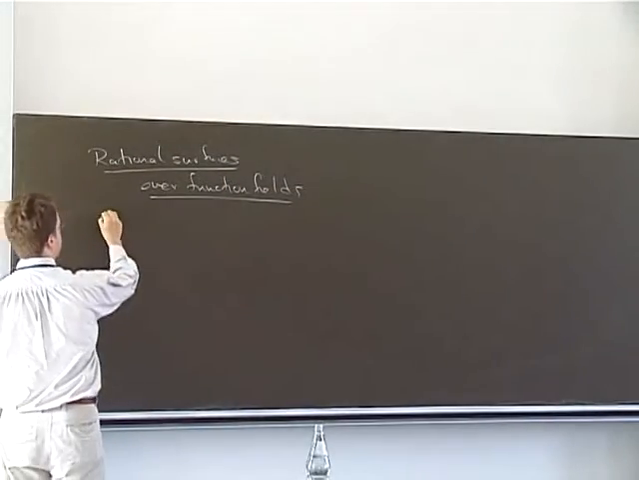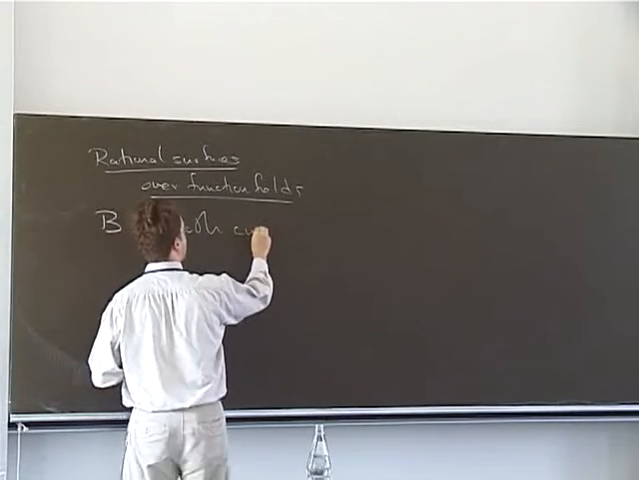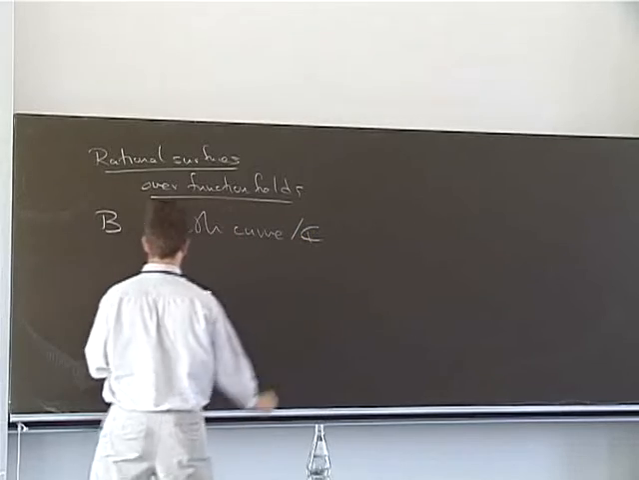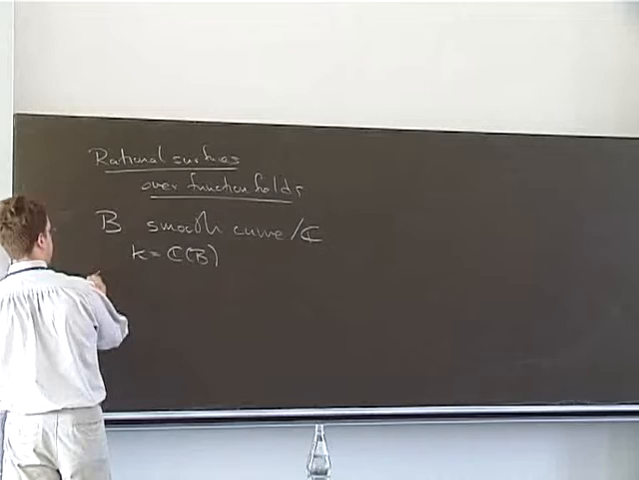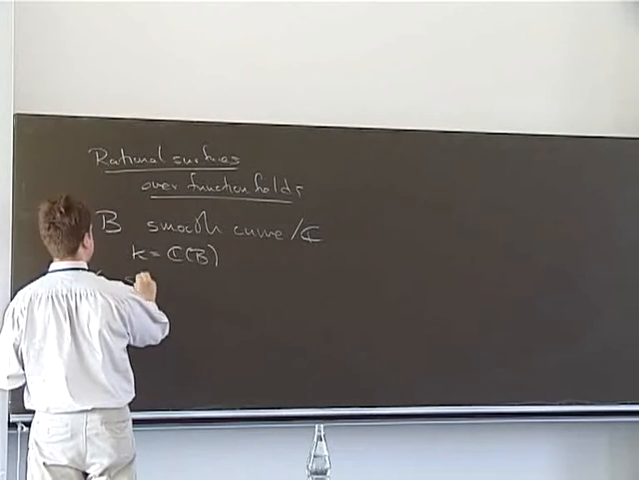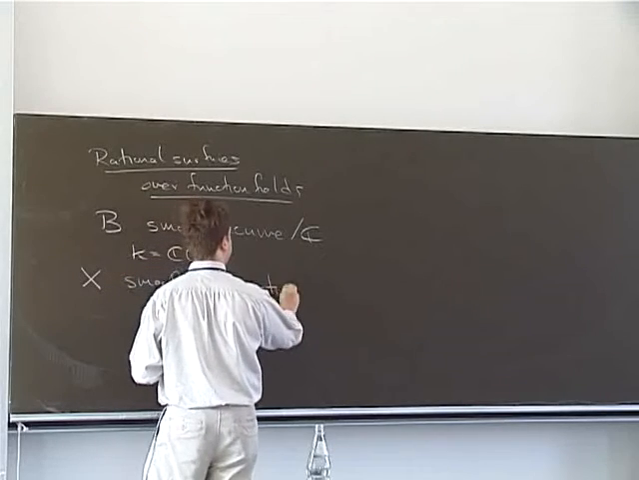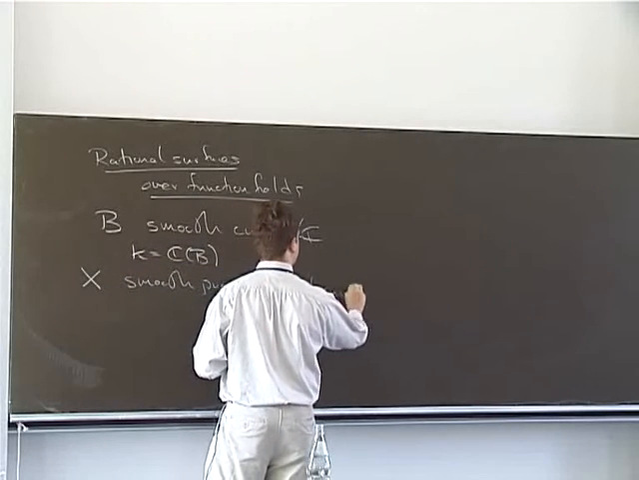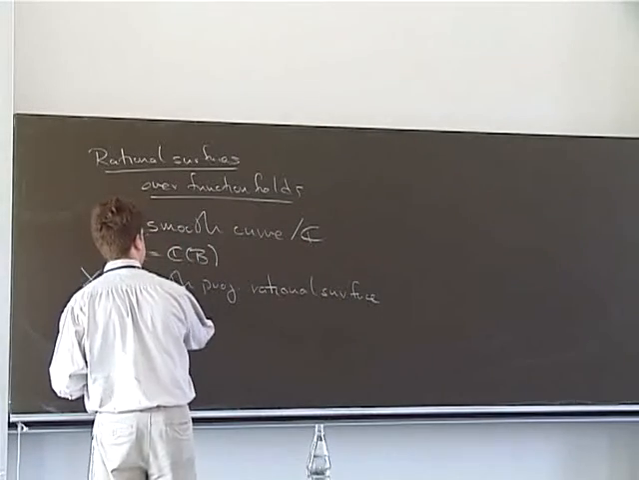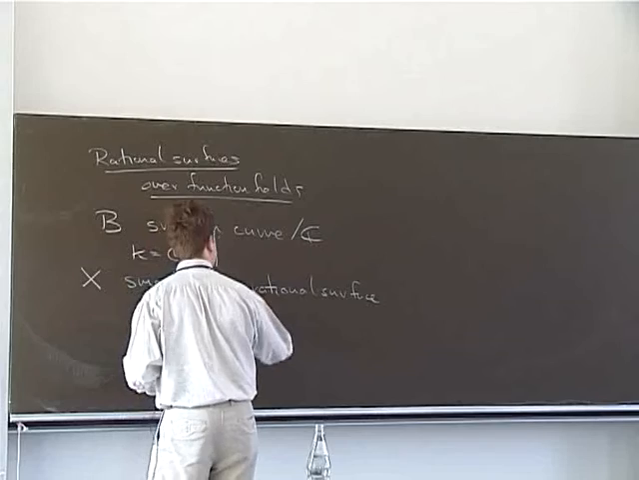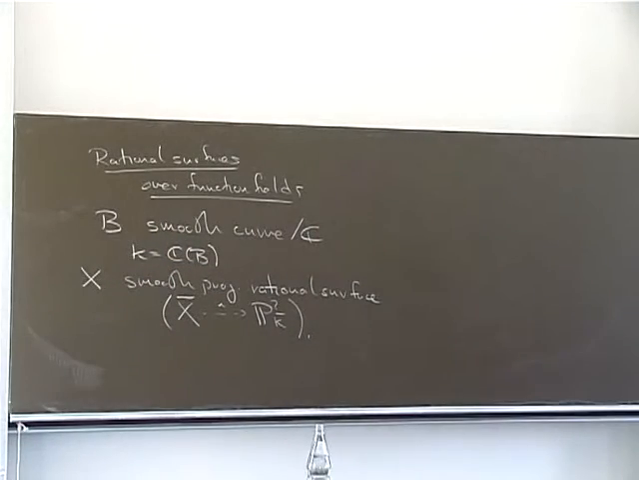So let me recall the basic setup. We're going to fix a smooth curve over C with function field K, and I want X to be a smooth, projective, rational surface. So by rational, let me just remind you that this means that over the algebraic closure, the surface is birational to P2K. It doesn't mean that it's rational over the ground field.